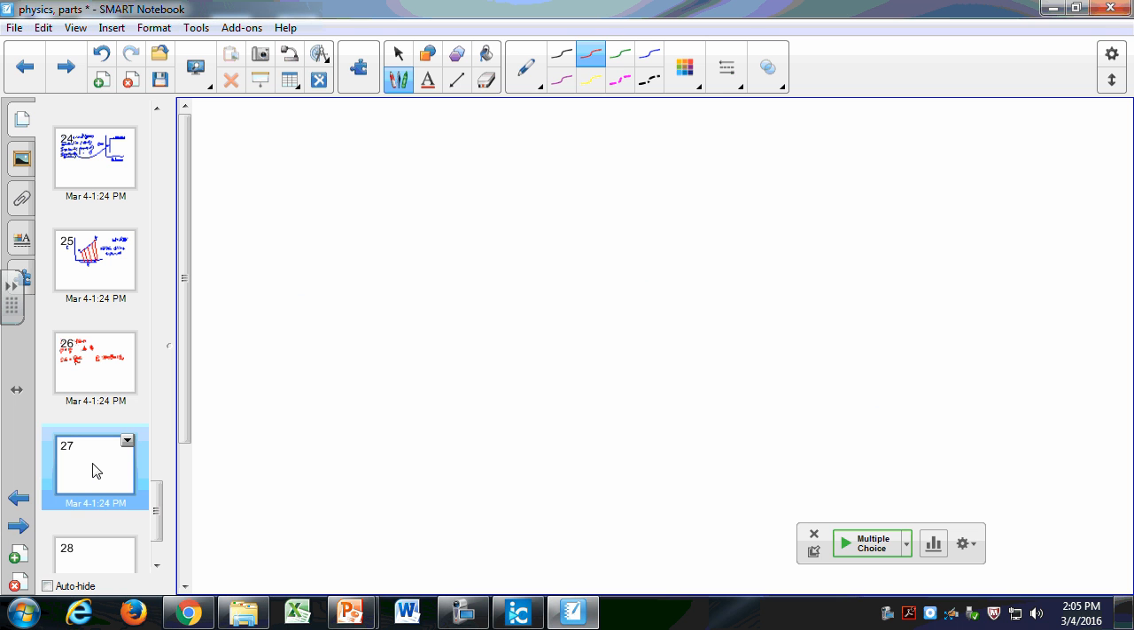Okay? Pressure. Pressure is defined as a force per unit area. It can be in a bunch of different units. We can have newtons per square meter. It can also be in pascals. We can see it in millimeters of mercury.